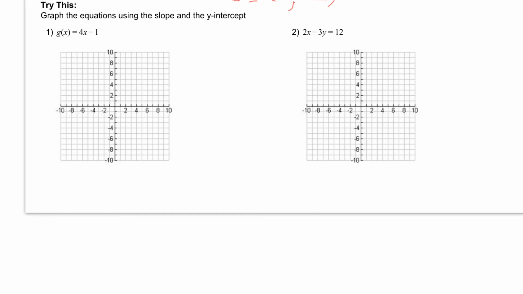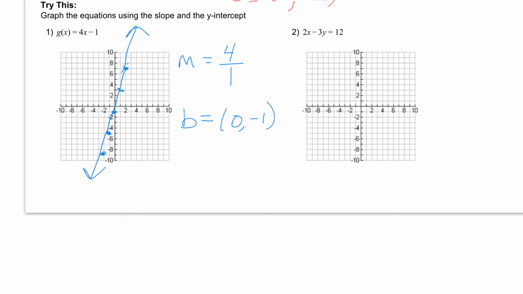If you did number 1 correctly, you should have a slope of 4, and remember that's 4 over 1, and you should have your y-intercept at 0, negative 1. So I'd start at my y-intercept here, and I'm going up 4 and right 1. Or remember, you could go down 4 and to the left 1. So there's my first one. Remember, your line should be way better than mine. Use a straight edge. Make sure you get through all your points.